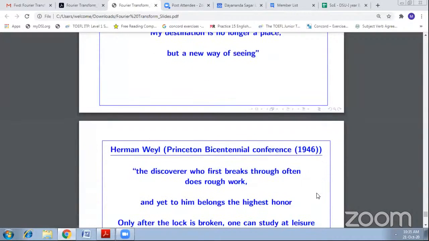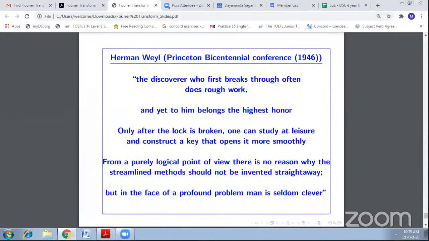Yes, next slide, please. Yeah, this is one of my favorite quotes. Maybe one or two in the audience, Arulalan is there in the audience. He's also very fond of this quote.